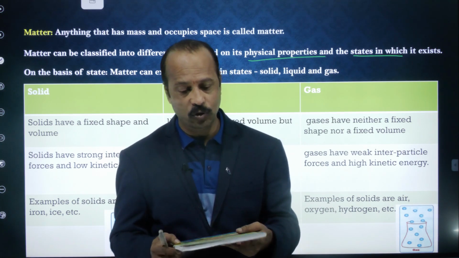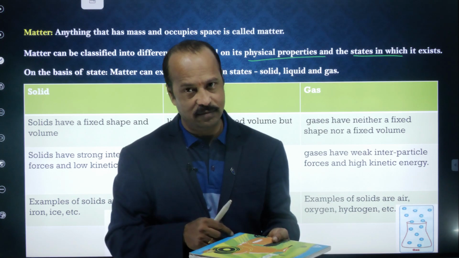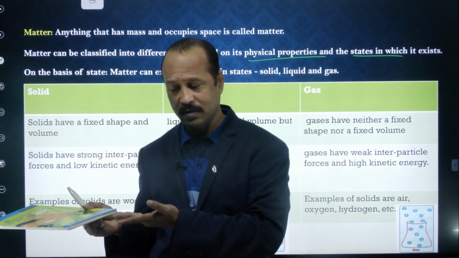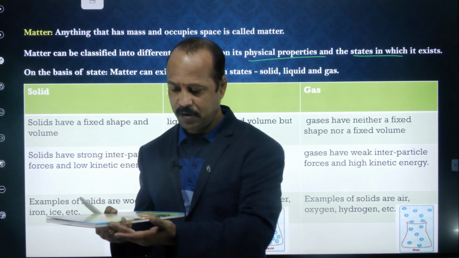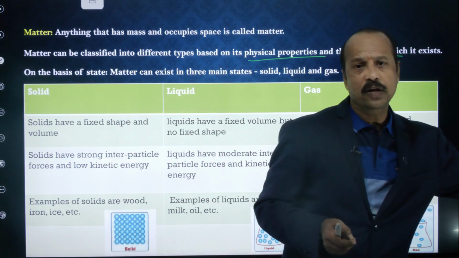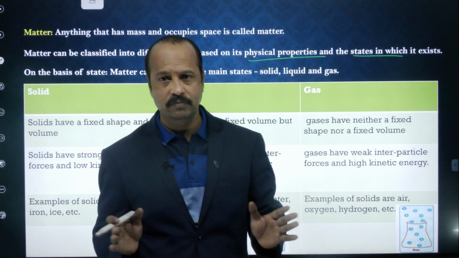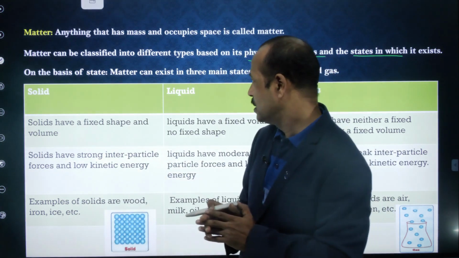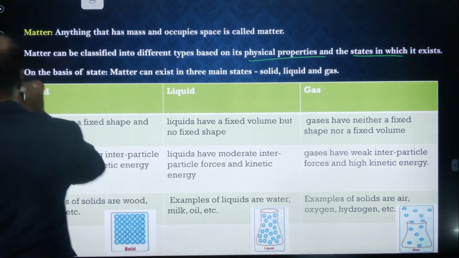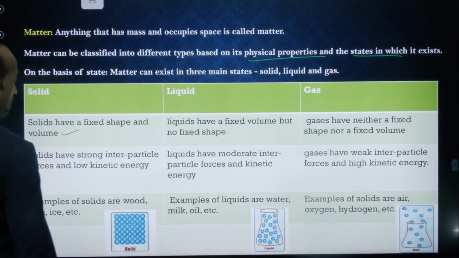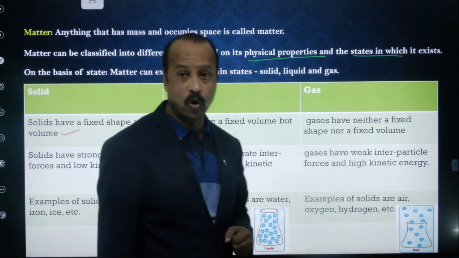You know how to calculate the volume: length into breadth into height. For example, this book has a length of, say, 15 centimeters, a breadth of 20 centimeters, and a height of some 2 centimeters. So that which has a fixed volume and fixed shape is called a solid. Solids have a fixed shape and fixed volume.